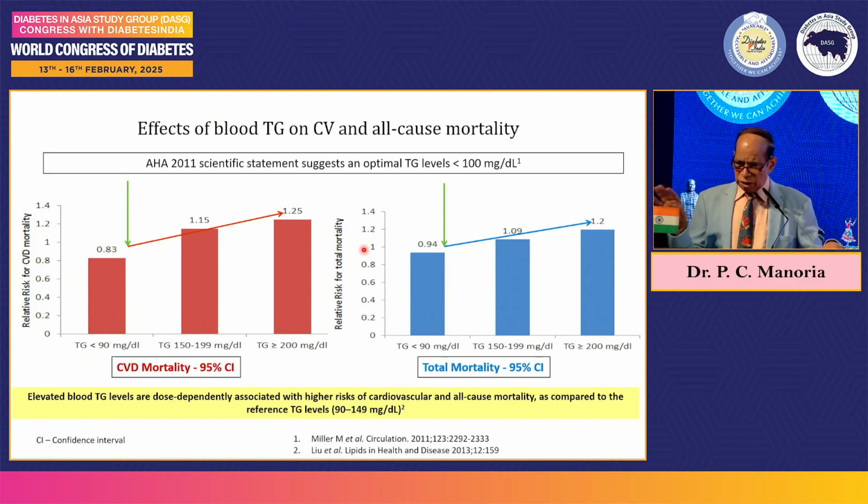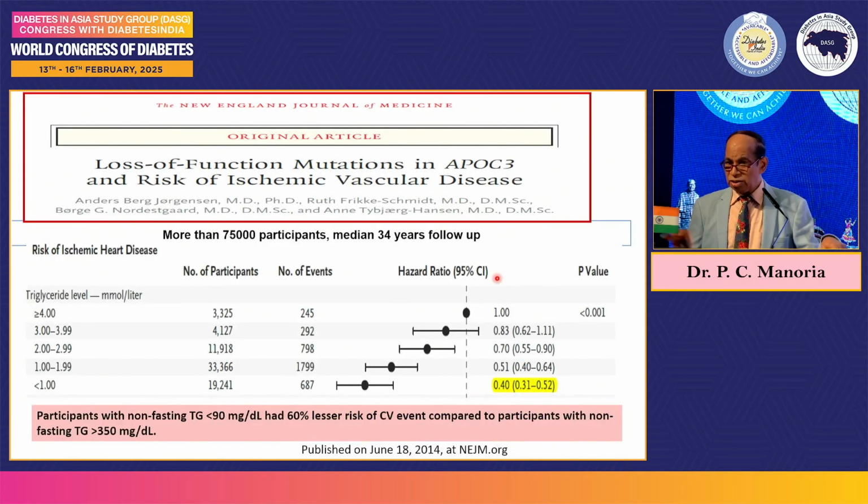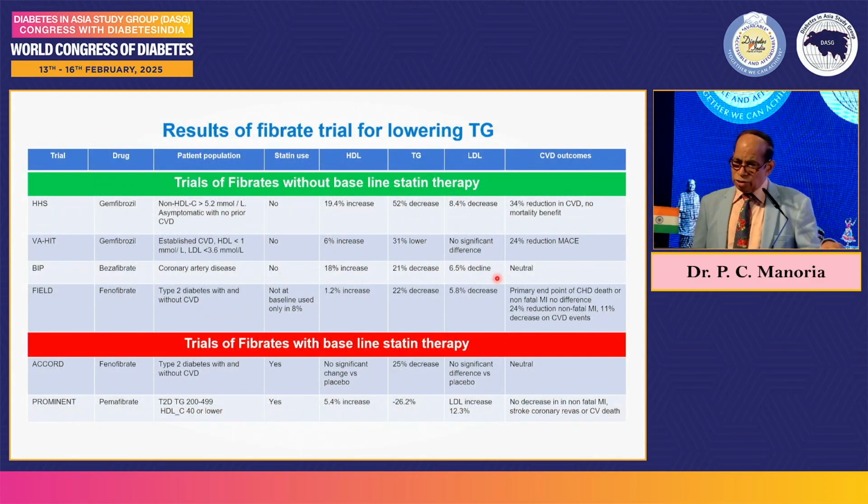No doubt, in all trials of statins, there is residual risk, and one of the important factors is raised triglycerides. And here you can see more triglycerides, more cardiovascular mortality, and more all-cause mortality. Loss of function mutation, ApoC3, triglyceride is very low, fewer cardiovascular events. But the big issue arises, which we are not yet clear, when we lower triglycerides, do the atherosclerotic cardiovascular events decrease? So if you look at the green one, the trials of fibrate without baseline statin therapy, there is a decrease in the cardiovascular events, but that is not the way to go.